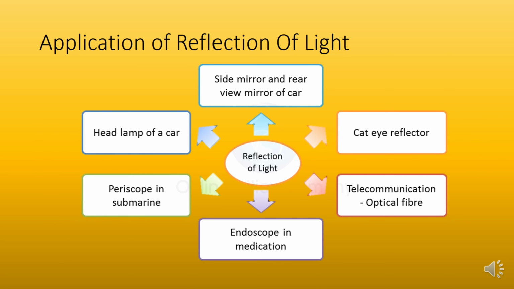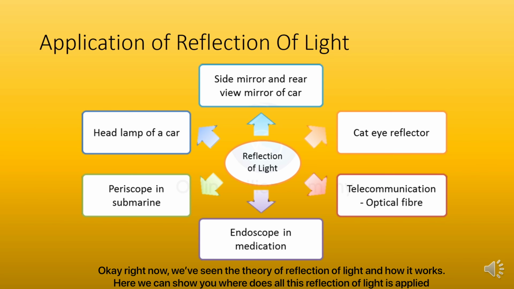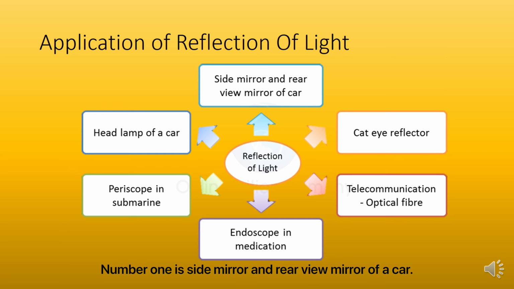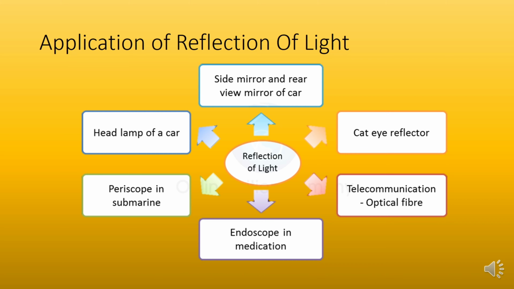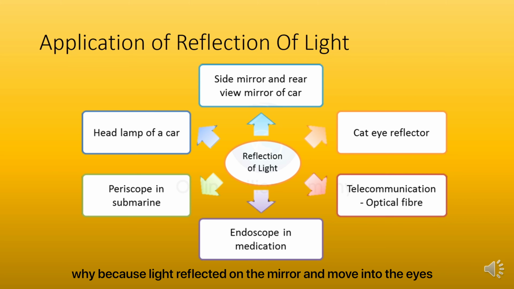Okay, right now we have seen the theory of reflection of light, how it works. Here we can show you where all this reflection of light is applied. Number one is the side mirror and rear view mirror of a car. If we usually drive cars, we can see our blind spot using the side mirror. Why? Because light is reflected into the mirror and into our eyes.